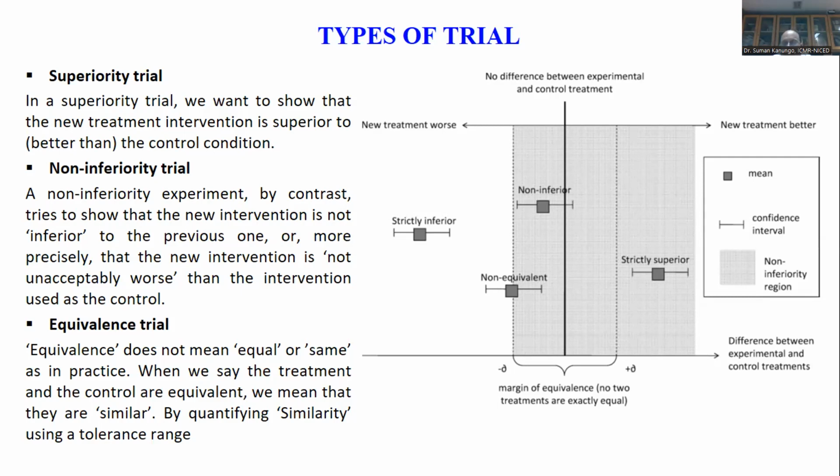And the equivalence trial, I'll show you when we use it. If the current vaccine is 70% efficacious, my vaccine is either more or less 70%, not less than 60% and not more than 80%. It lies in between the equivalence margin.